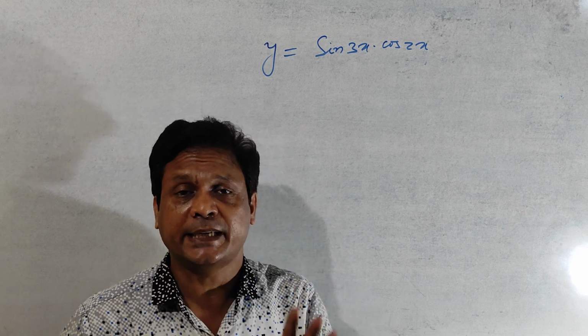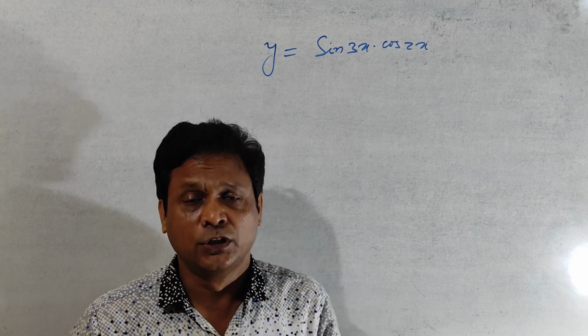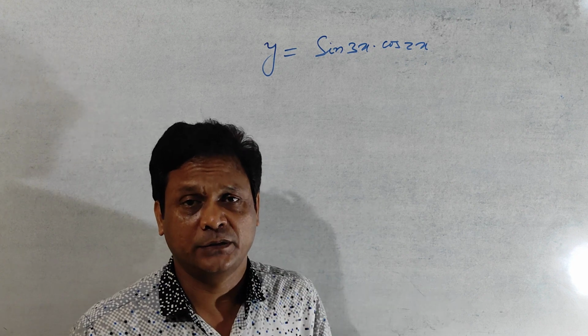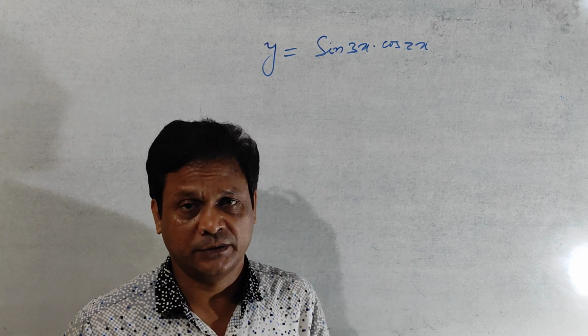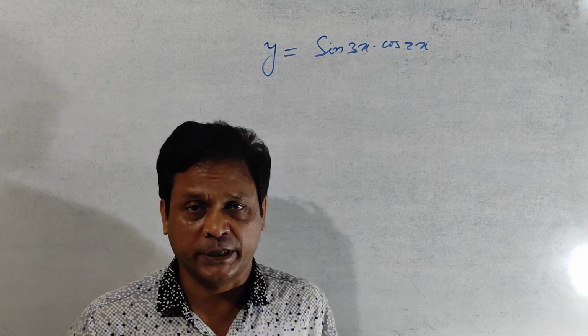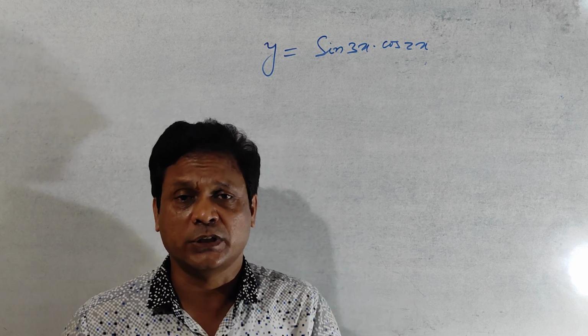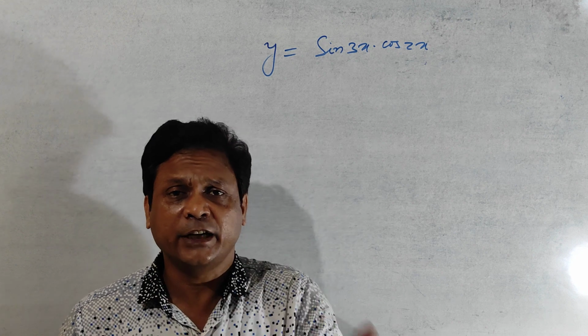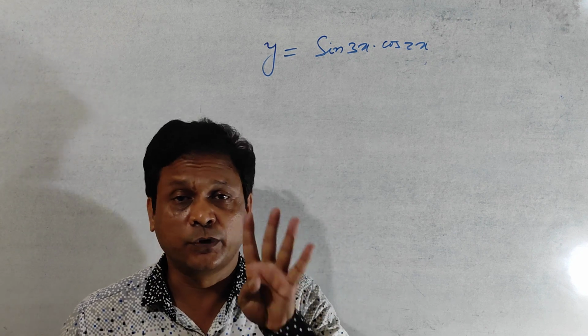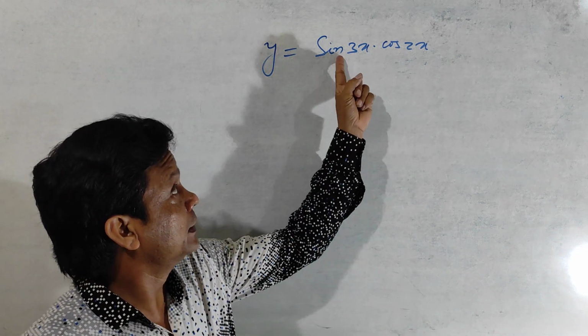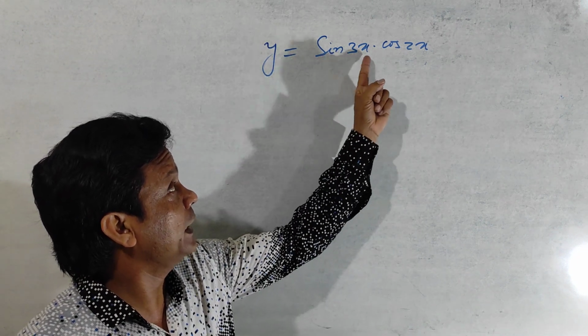The trigonometric formulas: 2 sin A cos B is sin(A+B) plus sin(A-B). 2 cos A sin B is sin(A+B) minus sin(A-B). 2 cos A cos B is cos(A+B) plus cos(A-B). And 2 sin A sin B is cos(A-B) minus cos(A+B). There are 4 formulas. And see here, it is in the form of sin A into cos B.